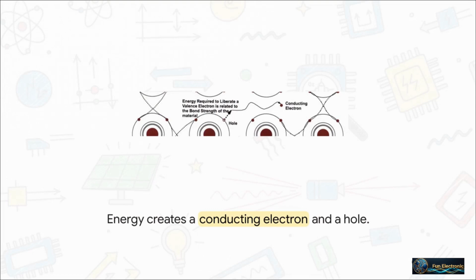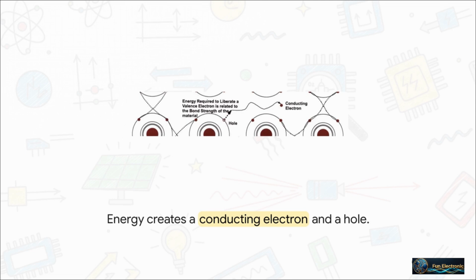But here's where the physics gets incredibly cool. If we supply just enough energy, and that could be from heat, from light, or an electrical voltage, we can liberate that electron. Boom, it jumps the band gap. It becomes a free-moving conducting electron. But notice what happens when it leaves. It leaves behind an empty space. We call that empty space a positive hole.